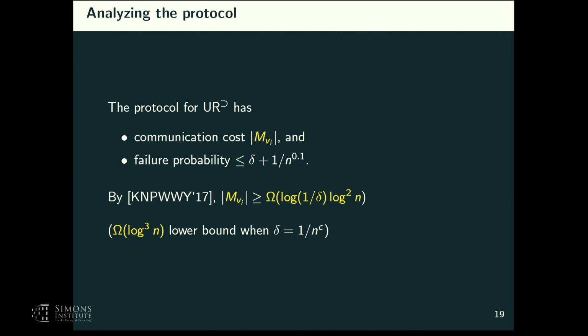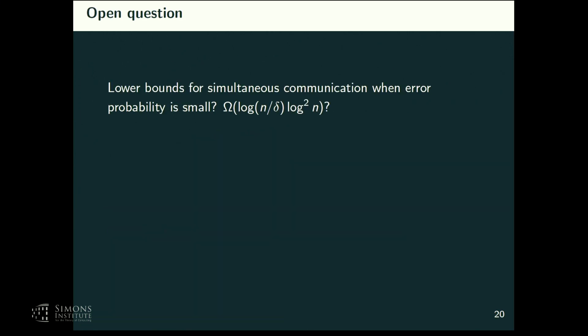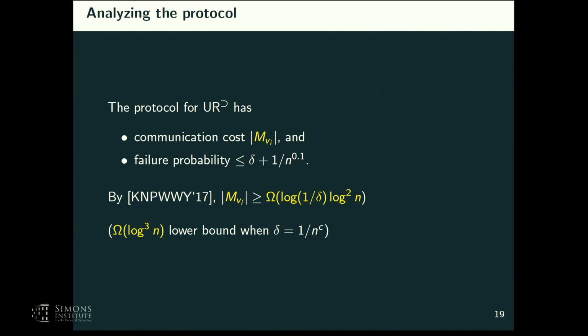And the difference here is that there will be an additive error of 1 over n to the 0.1. So at the end, we will get a protocol with failure probability delta plus 1 over n to the 0.1, and with the communication cost the same as the communication cost in the simultaneous communication model. And by the lower bound from universal relation, we get a log n cubed lower bound when the error probability is 1 over poly n. Because of this additive 1 over n to the 0.1 term, we won't be able to get a higher lower bound. Even if the initial error probability is much smaller, it will always be absorbed into this term.